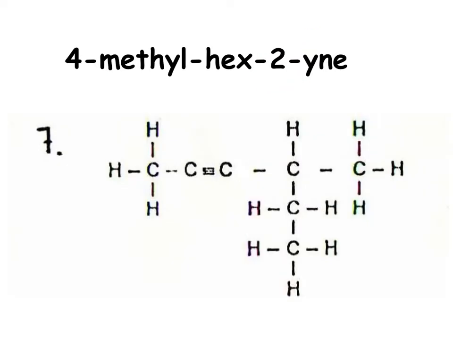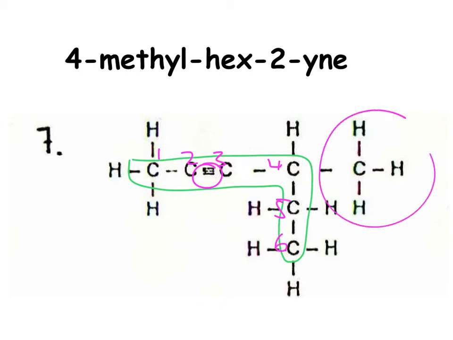Here we've got 6 on the longest chain. Notice where the longest chain goes. It can bend. It's not a problem if it bends. And then we need to label from the side closest to the double or triple bond. There's a methyl group hanging off over there. So it's hex-2-yne, and the methyl group is hanging off carbon number 4. So 4-methylhex-2-yne.